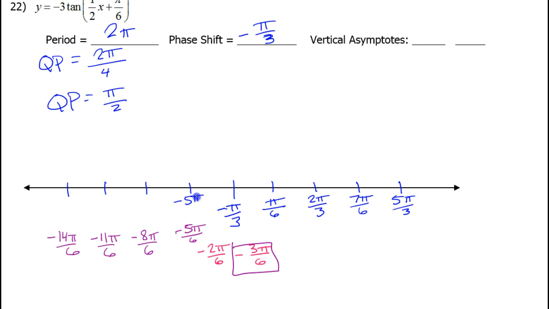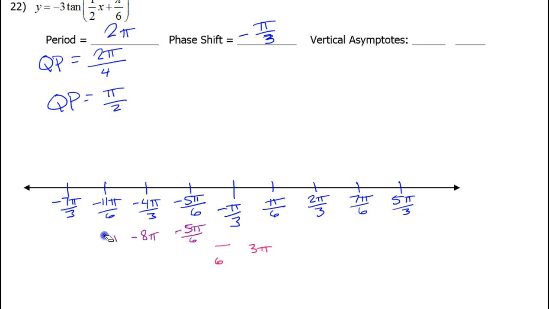Negative 5 pi over 6 does not reduce. Negative 8 pi over 6 is negative 4 pi over 3. Negative 11 pi over 6 does not reduce. Negative 14 pi over 6 is negative 7 pi over 3. So in that way, I have 2 periods worth of x values, by adding a quarter period to the phase shift and subtracting as I go to the left.